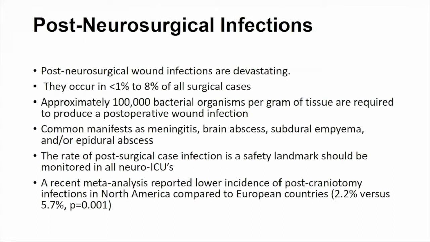Post-neurosurgical infections are very important, particularly in the neuro-ICU. These are recorded by almost all state agencies, and all neurosurgical programs will follow these types of infections. They usually occur in 1 to 8% of all surgical cases. There are some numbers that people often throw around, such as 100,000 bacterial organisms per gram of tissue required to do this. It's more of a way of visualizing the transfer of organisms to help people improve their technique to avoid infections. Common manifestations are meningitis, brain abscess, subdural empyema or epidural abscess.